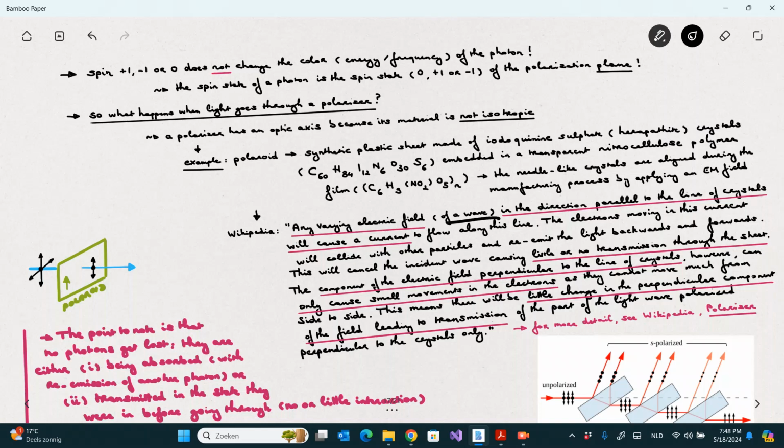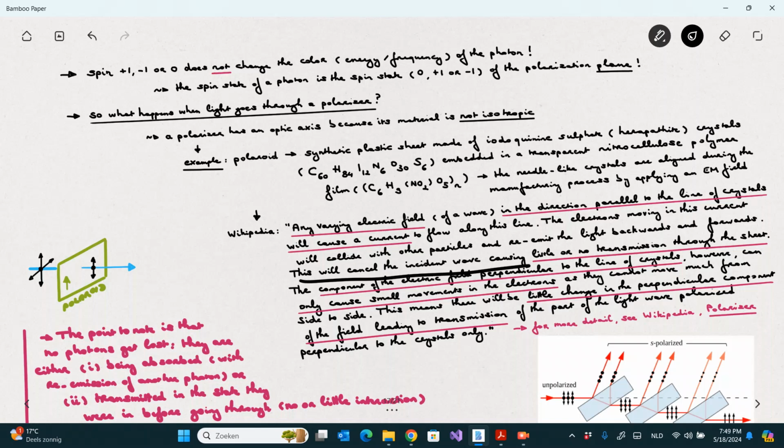The varying electric field of a photon or of a wave, in a direction that is parallel to the line of crystals, will cause a current to flow along this line. The electrons moving in this current will collide with other particles. They will jump from one atom or molecule to another, and they will come back to their equilibrium state by emitting another photon with usually the same energy, and the light will be emitted backwards and forwards. You saw that movement of the electron on the page I showed, so there will be light that is re-emitted. So the energy in the incoming photon is absorbed and then re-emitted as light again. This will cancel the incident wave, causing little or no transmission through the sheet.